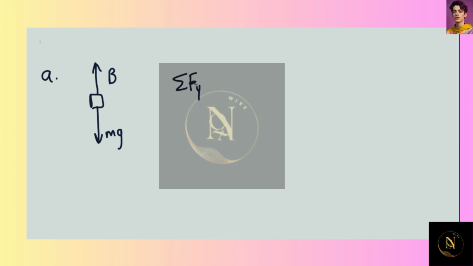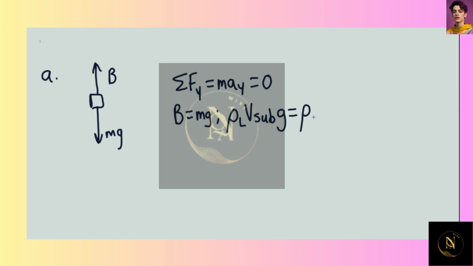Applying Newton's second law to the block, we have the sum of forces in the y direction equals the mass times acceleration in the y direction. This equals 0. And so we know that the buoyancy force equals mg, or we can say that the density of the liquid times the volume that is submerged of the block times g would equal the density of the block multiplied by the total volume of the block or the object multiplied by g.